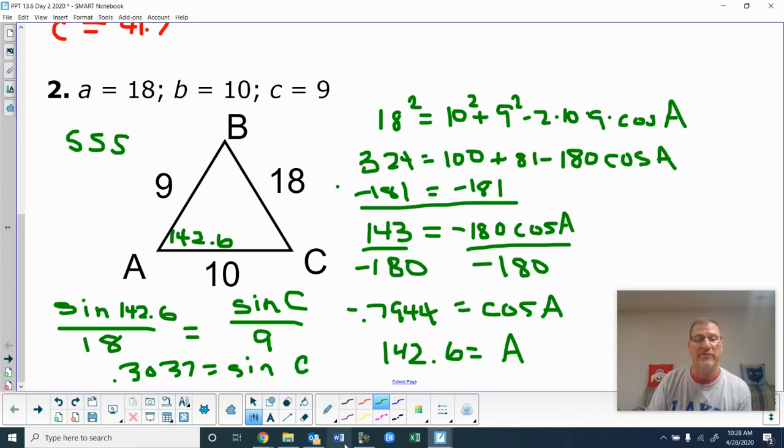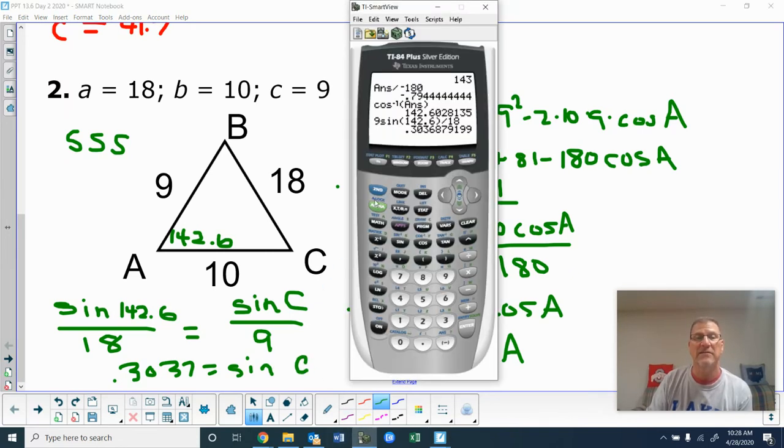So I have to go second sine. This time law of sines, second sine, second answer. You might have used second cosine because you were thinking of law of cosines. But remember, this was law of sines. And we get 17.7 degrees.